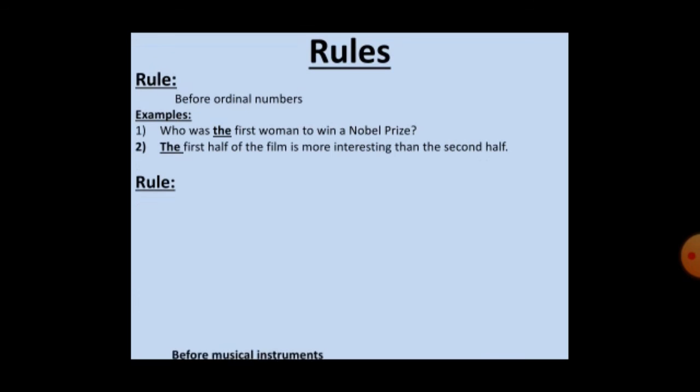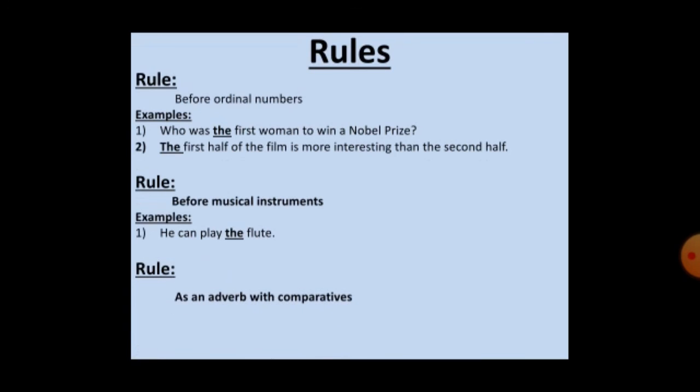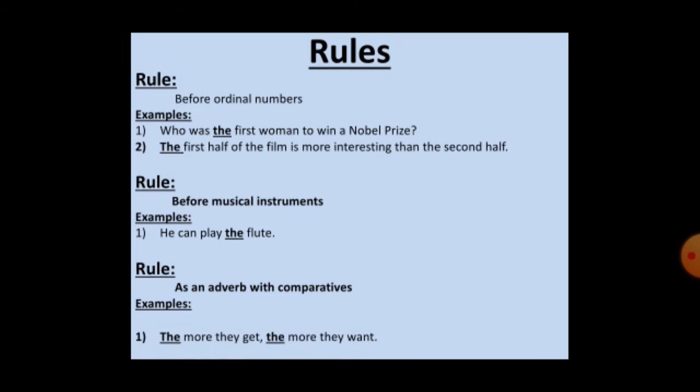Okay students, now you can see another rule: before musical instruments. So before musical instruments we also use the definite article. For example, he can play the flute, and as an adverb with comparatives. So for example, the more they get, the more they want. The higher you climb, the cooler it gets. Okay students, I hope you got it.